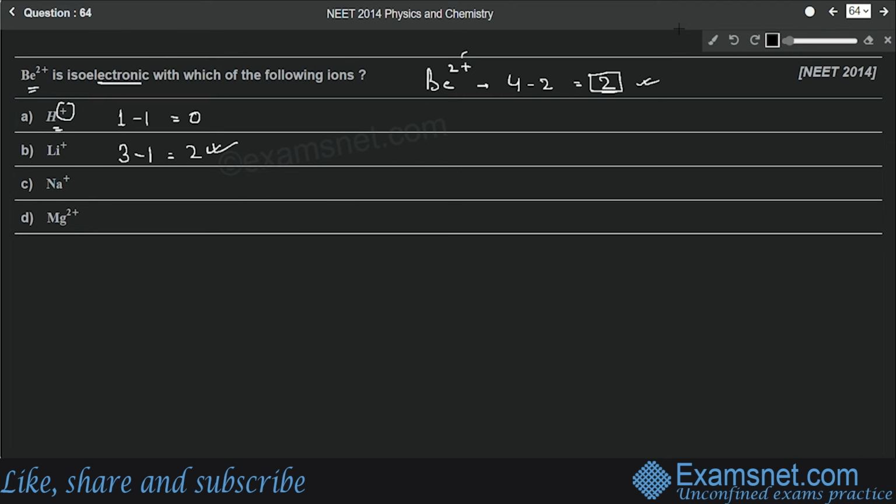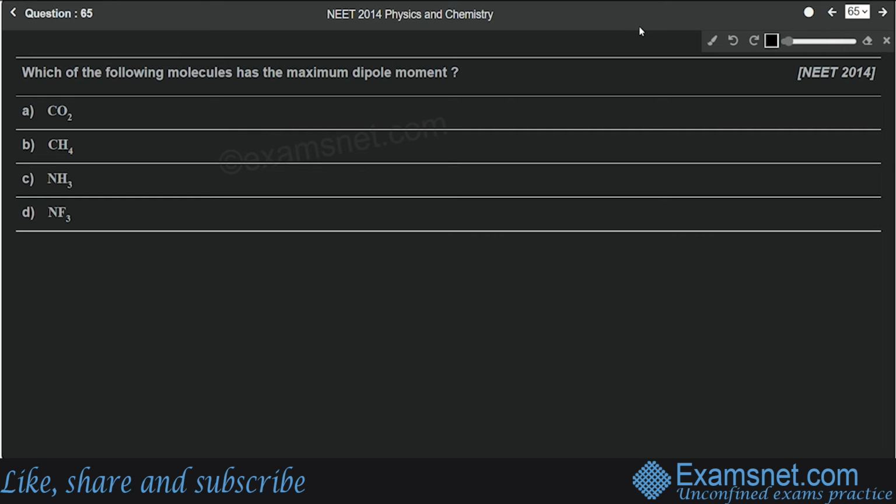Let's check the other two. Sodium ion. So the atomic number of sodium is 11. That means the number of electrons is 11. And plus 1 charge, that means 1 electron removed. So the number of electrons left is 10. Then the last one is magnesium. So the number of electrons in magnesium atom is 12. And plus 2 charge, that means 2 electrons have been removed. So 12 minus 2 equals 10. So C and D have 10 electrons each. Only lithium plus ion has 2 electrons, same as Be2 plus ion. That means option B will be the correct answer.